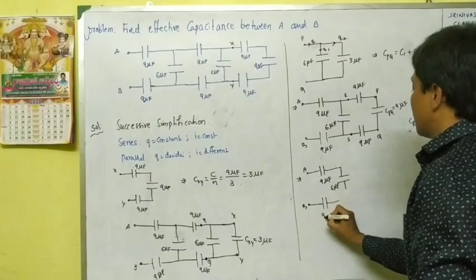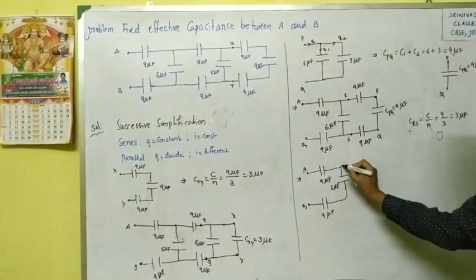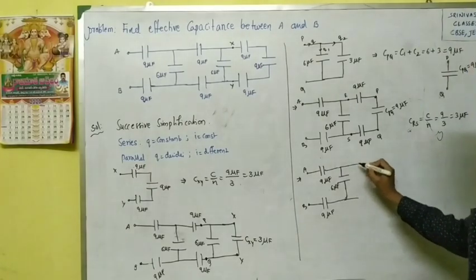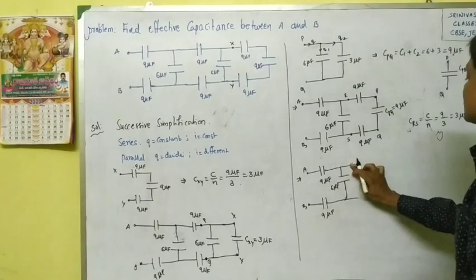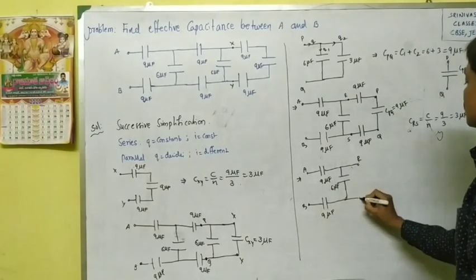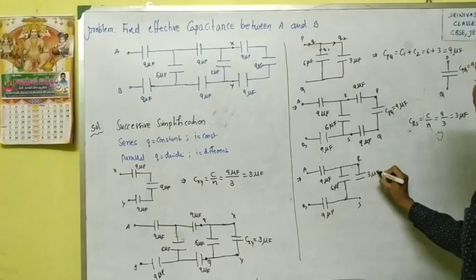And this is the 9 microfarad, and the next, between R and S, what is the effective capacitance? Between R and S, yes, we find out it is 3 microfarad.